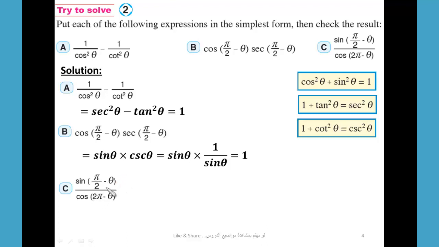C: sine pi over 2 minus theta over cosine 2 pi minus theta equals... sine pi over 2 minus theta equals cosine theta. Cosine 2 pi minus theta equals cosine theta. It's fourth quadrant. Cosine theta over cosine theta equals 1. So this is the simplest form. Of course, you cannot put theta equals pi over 2. It is an equation, not an identity. But you can check your solution using any value of theta, 60, 30, for some values only.